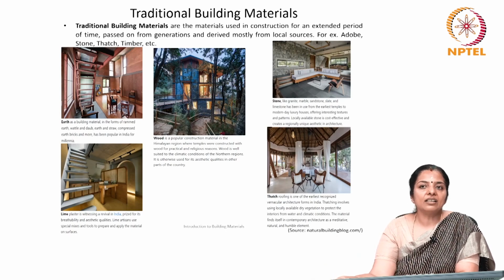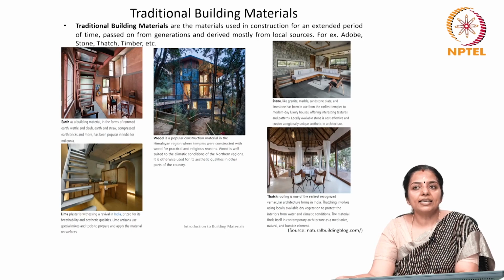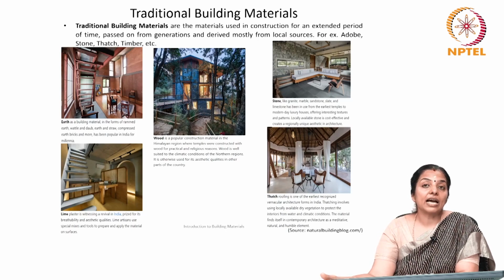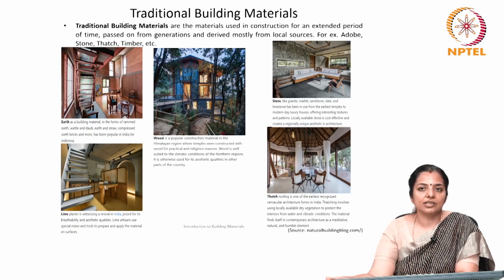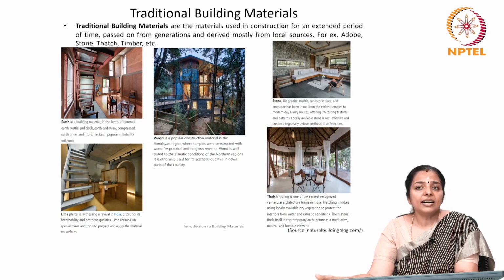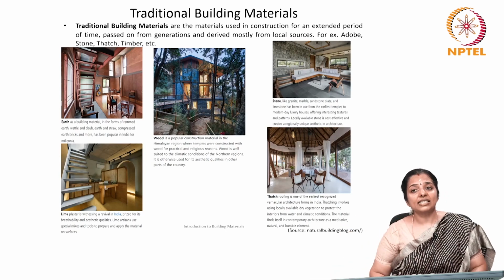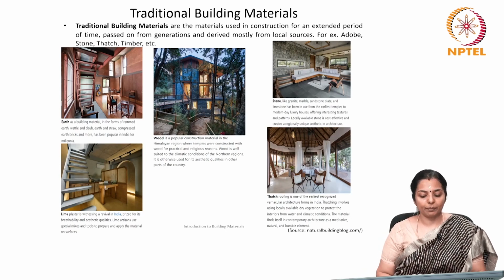Thatch roofing is an early vernacular architecture form, and it is embraced for its meditative and natural qualities. Locally available stones like granite and marble offer unique textures, while wood is prominent in the Himalayan region for both practical and religious reasons. Bamboo is abundant in India, especially the northeast region, and it is gaining popularity in many experimental projects. These materials not only reflect India's architectural heritage, but also showcase sustainable and climate responsive construction practices.